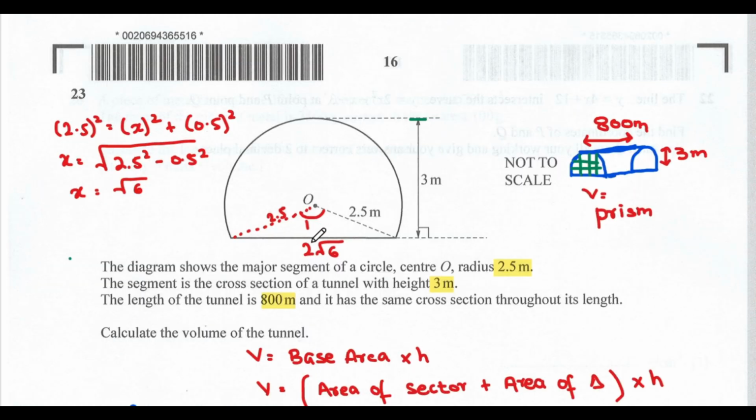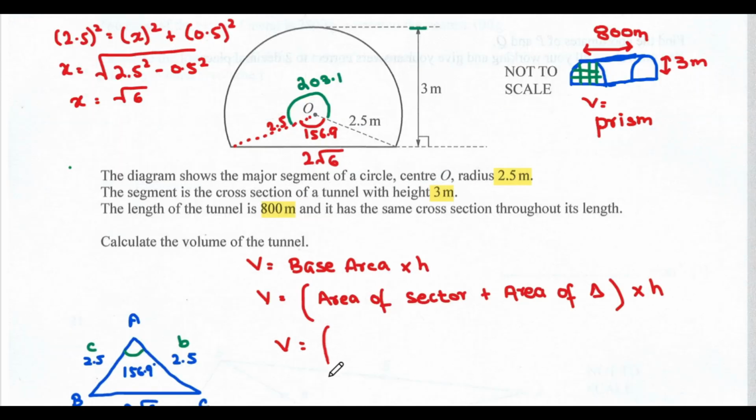Let me explain it over here as well. This is 156.9. So this remaining angle can be found by subtracting 156.9 from 360. So it would be 203.1. Now we can do all the calculation easily.